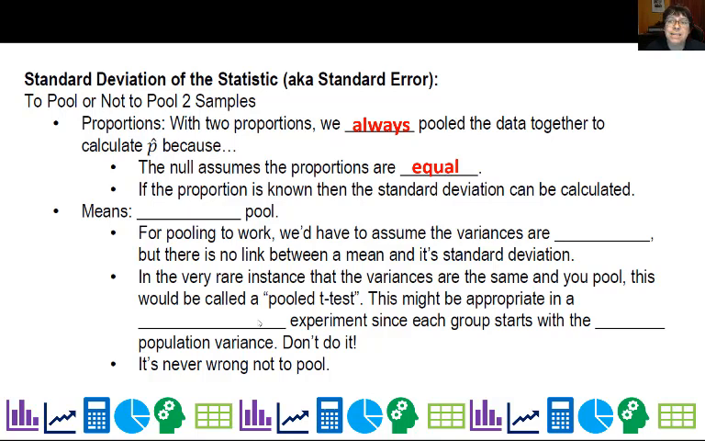Now, for the means, we can never pool, because we'd have to assume that the variances are equal, but we can't do that. There's no link between mean and standard deviation. And there are some times when you could do a pooled t-test. I've never seen it on any of our testing. It might be appropriate in a comparative experiment because they might start with the same population variance, but really, really, really don't ever, ever, ever jump into the pool. Just don't do a pooled statistic.